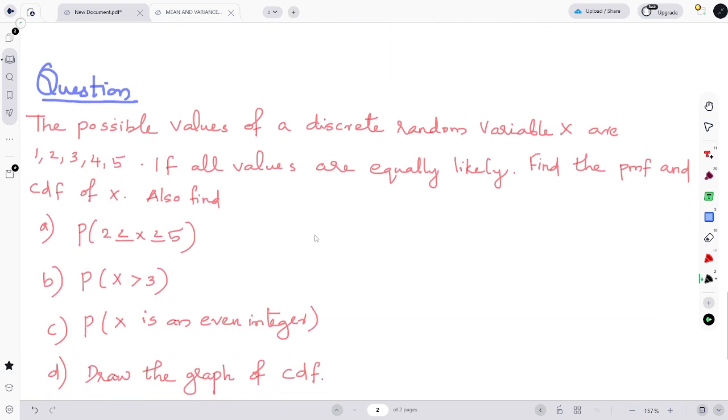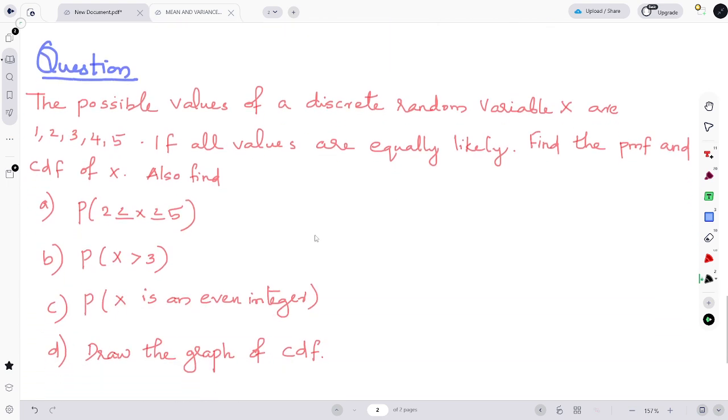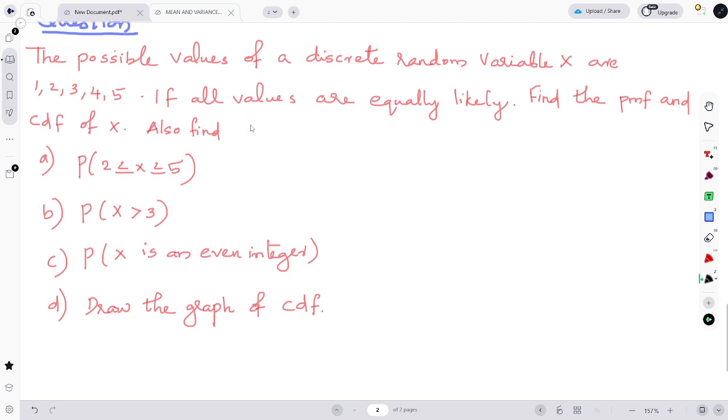Now we can do one question related to CDF. The possible values of a discrete random variable x are 1, 2, 3, 4, 5. If all values are equally likely, find the PMF and CDF of x. Also find the probability of 2 less than or equal to x less than or equal to 5, P of x greater than 3, P of x is an even integer, and you have to draw the graph of the CDF.